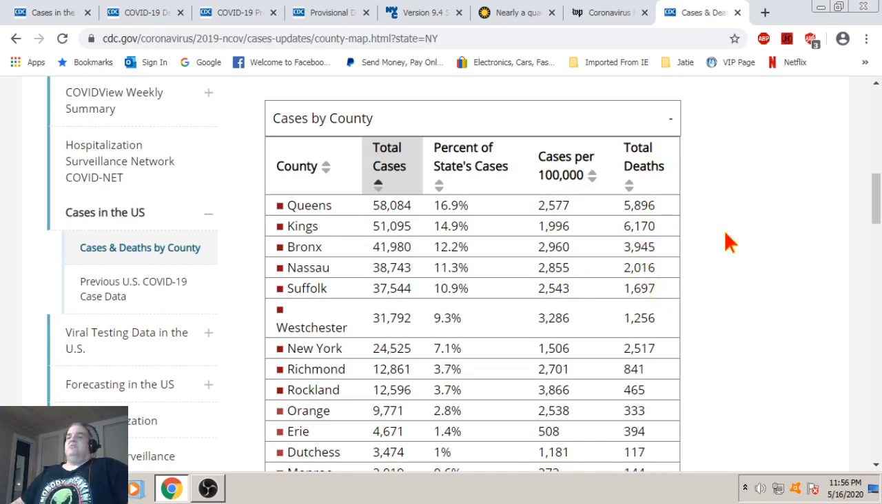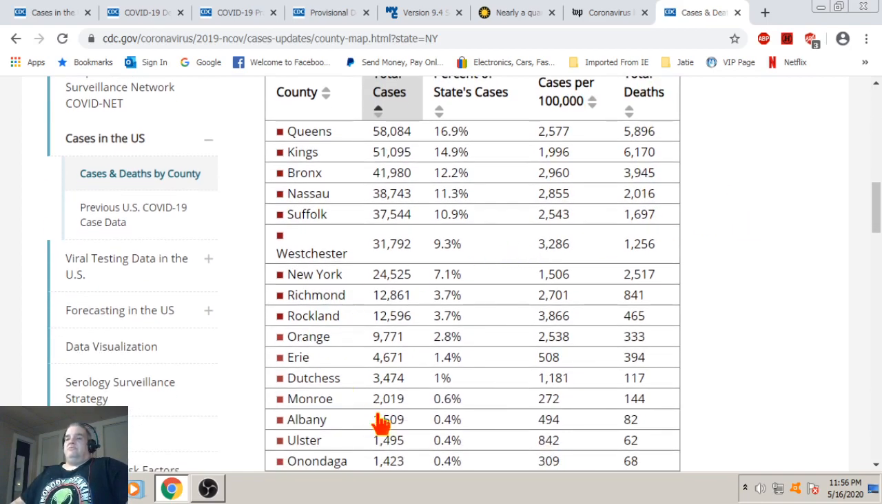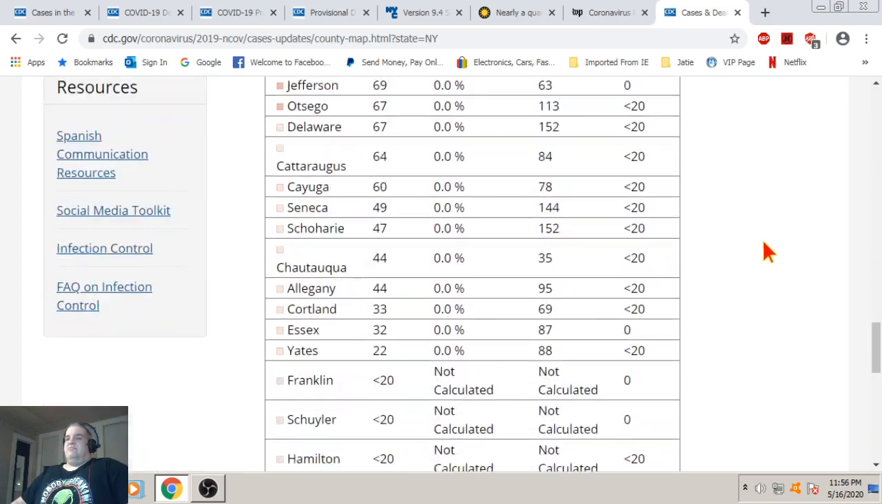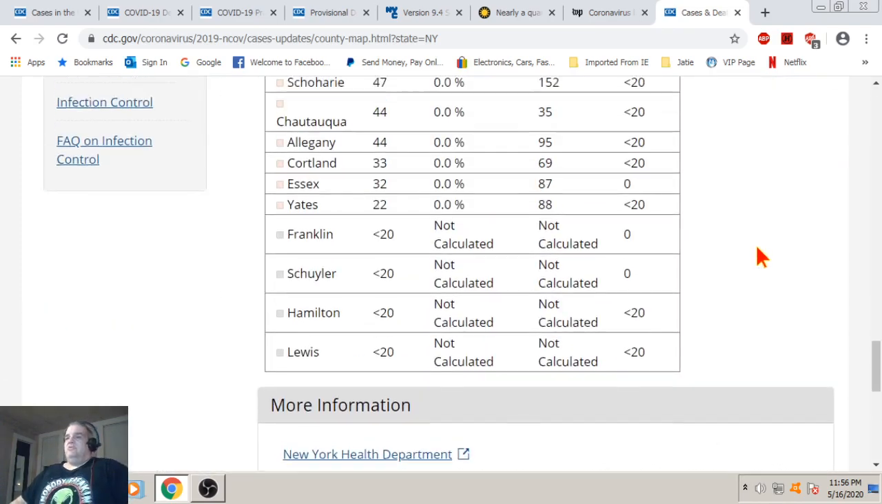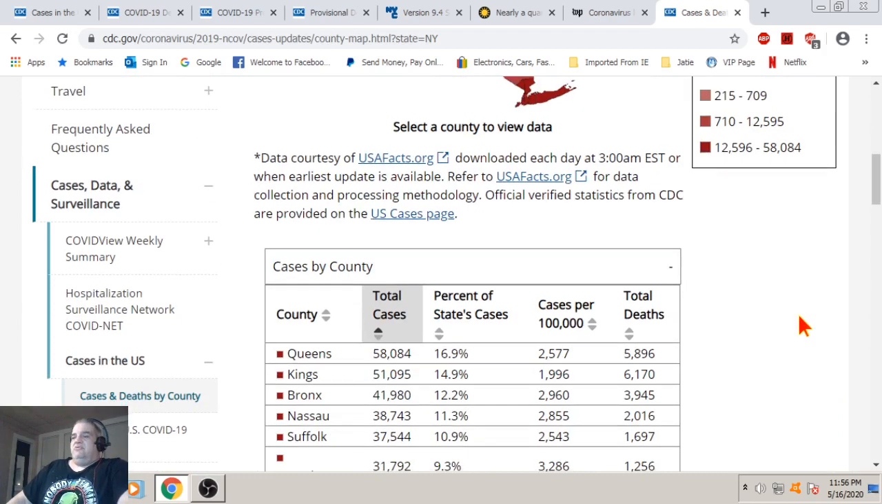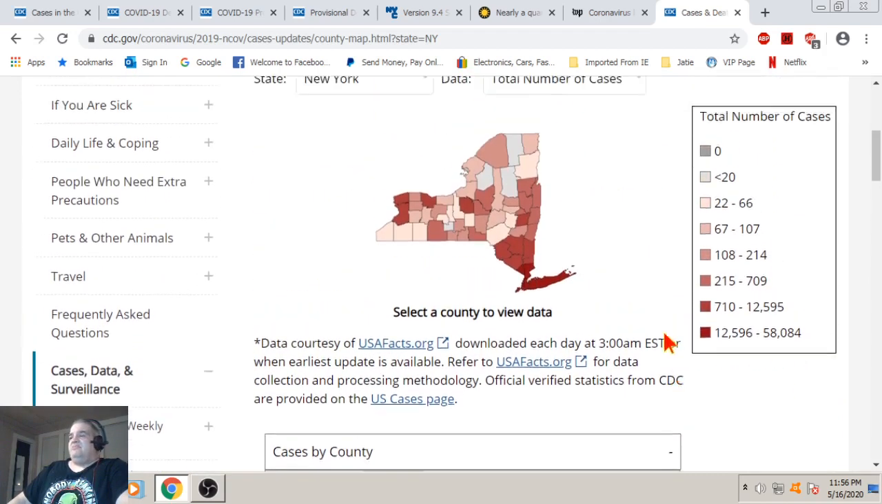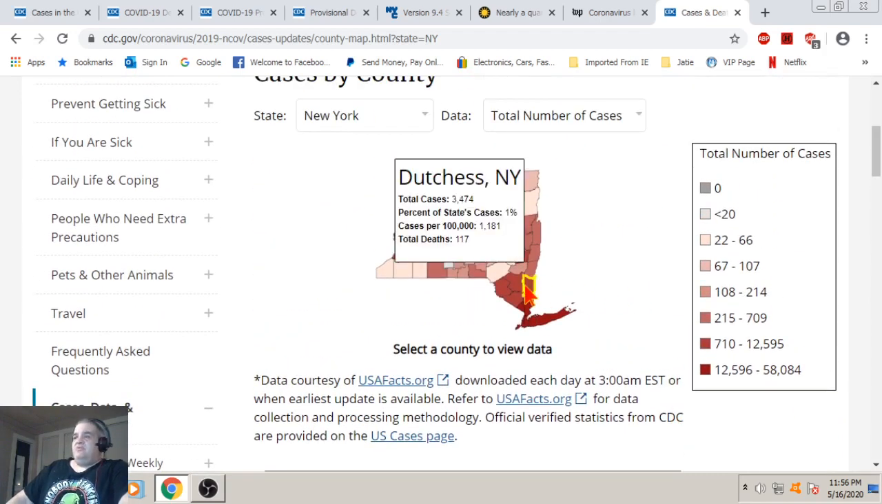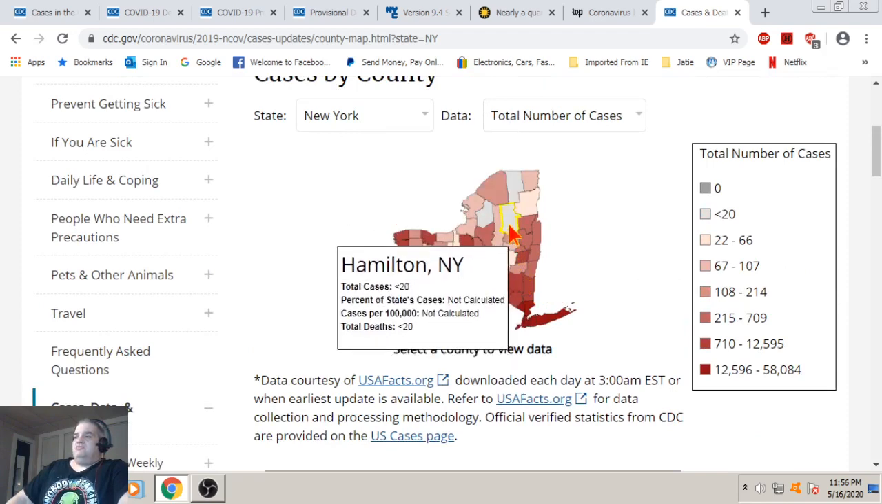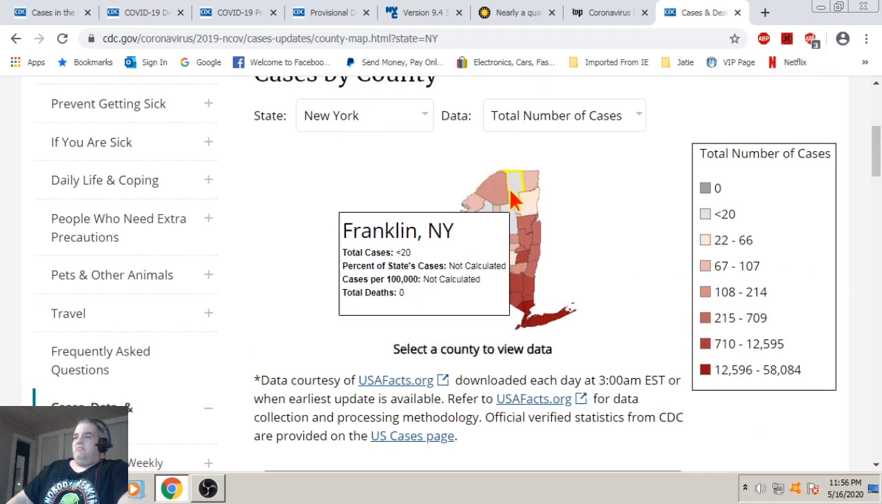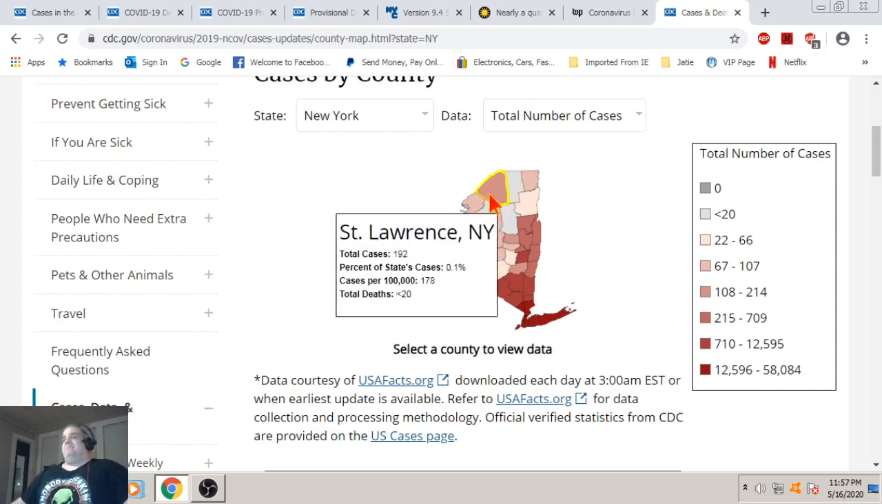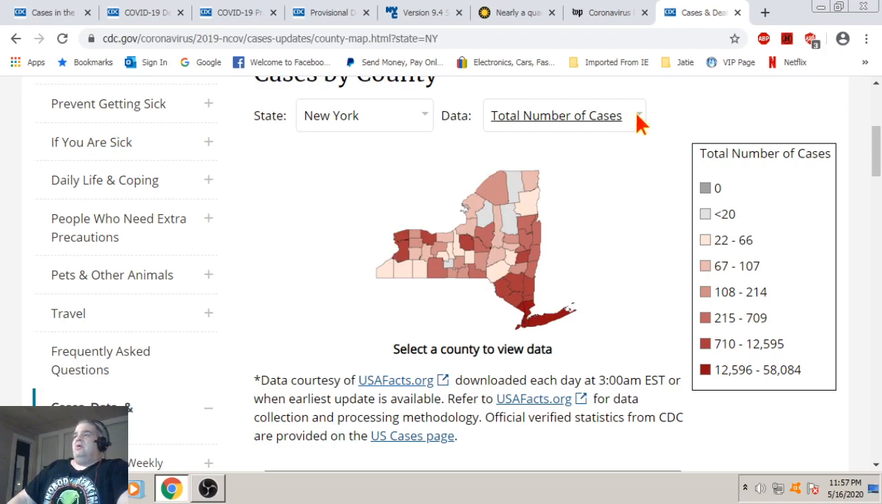Okay, and then the rest of this is New York. The reason I'm bringing you to this page is what you can do now on this, which I think is pretty. If you go like that and just go over where you want to go, you can actually see percent of state's cases not calculated. Total cases is less than 20. That's a good thing. I like that. And that's total number of cases.